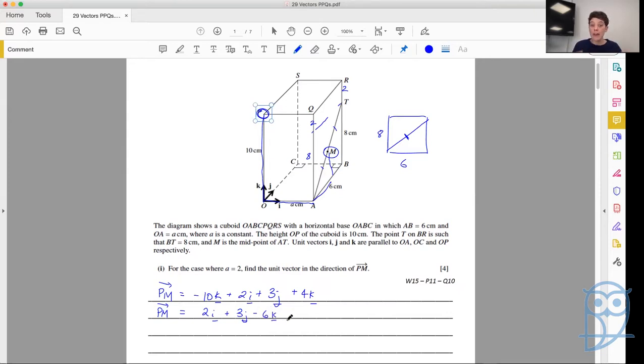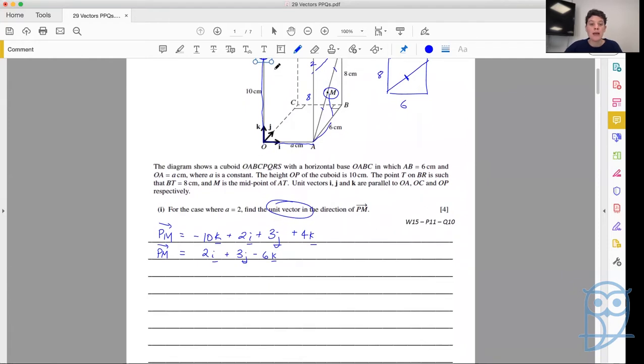So now we've got the vector in the direction from P to M, but they asked us for the unit vector. In order to get a unit vector, we have to multiply by 1 over the magnitude. So now we need the magnitude of PM, which equals the square root of 2 squared plus 3 squared plus minus 6 squared. Being very careful with all those negative signs because you don't want them to trick you into something silly. So we plug this into our calculator, we hit equals, and we get that this equals 7.